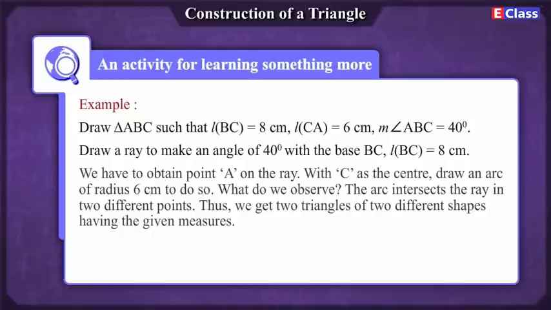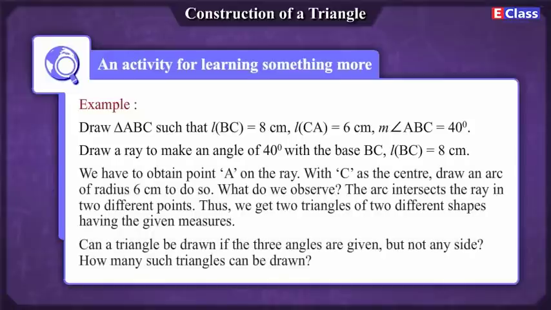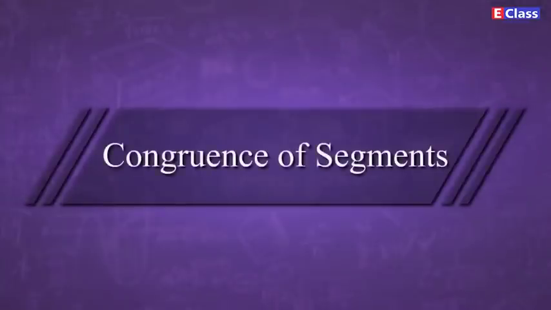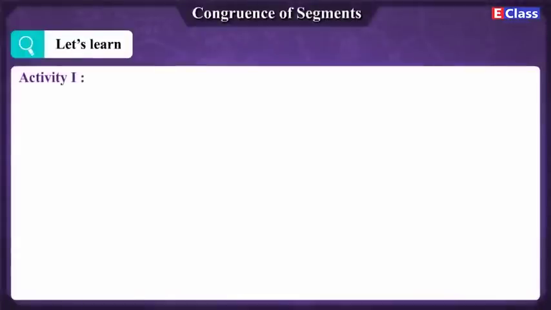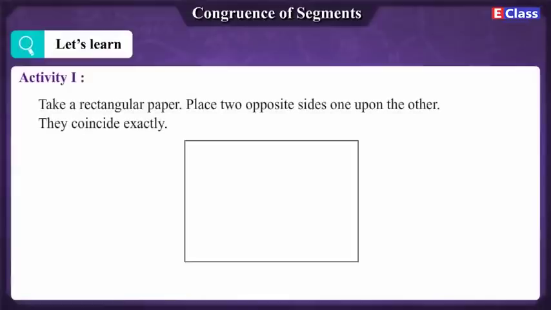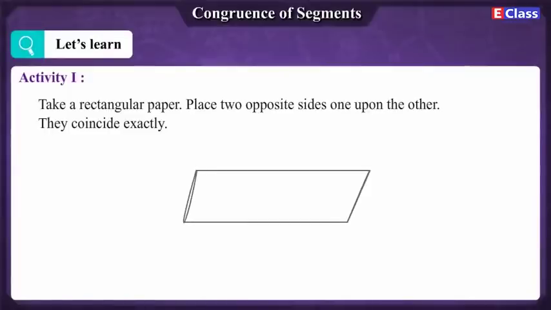Can a triangle be drawn if the 3 angles are given but not any side? How many such triangles can be drawn? Congruence of segments. Let's learn. Activity 1. Take a rectangular paper. Place 2 opposite sides one upon the other. They coincide exactly.